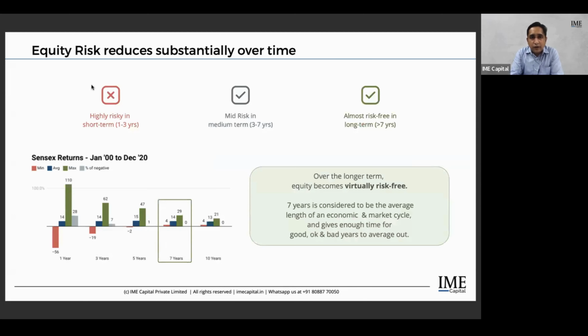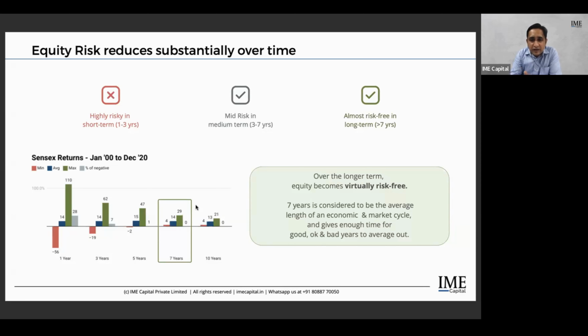Now, the core here, and the reason this is so relevant, is the way the risk reward in equity changes dramatically over a period of time. In the short term, a 1 to 3 year investment horizon, equity can be highly risky. But as you go into the longer term, equity as an asset class becomes almost risk free. We have done a comparison of returns of the Sensex over the last 20 years and compared the range of returns for different holding periods. And what you effectively see is a very high level of volatility in the nearer term. But as you go into the longer term, equity becomes virtually risk-free.